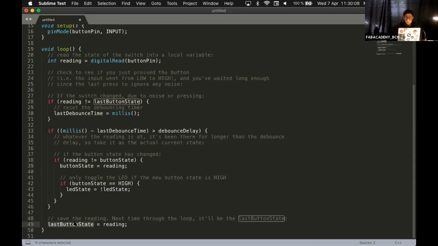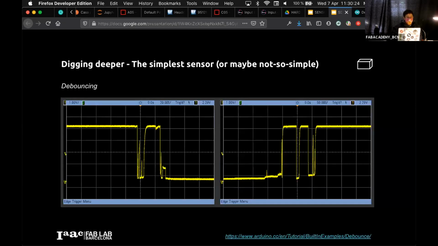After that, I save for the next round and come back. Here, answering your question, you can adjust this, the bounce delay. Basically, the longer you make the bounce delay variable, the longer this period of transition is. And you can just plot whether or not it's happening.